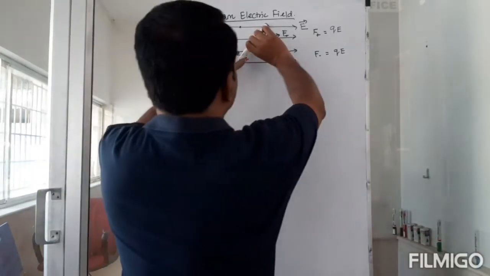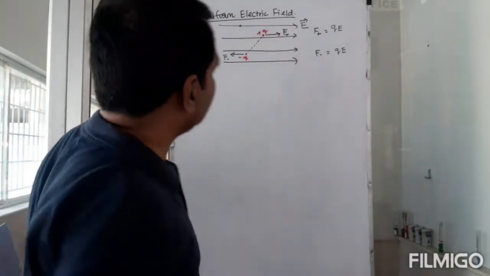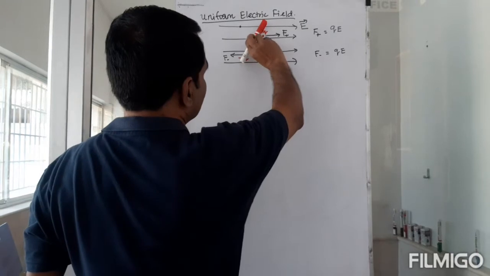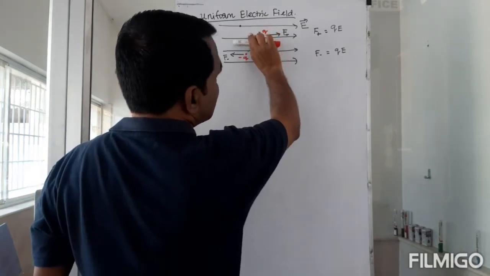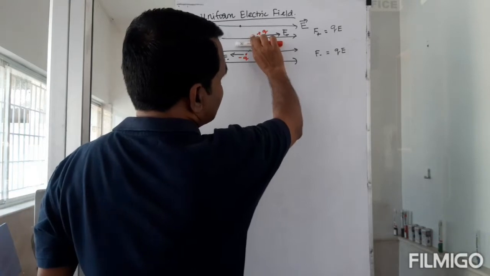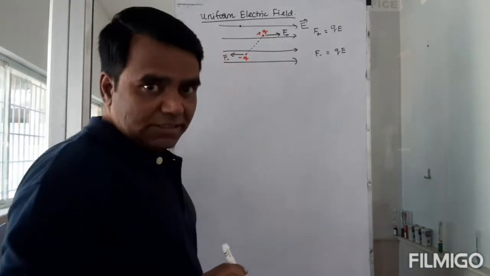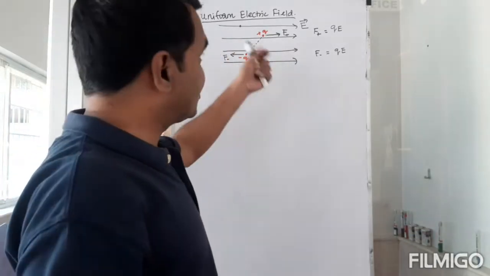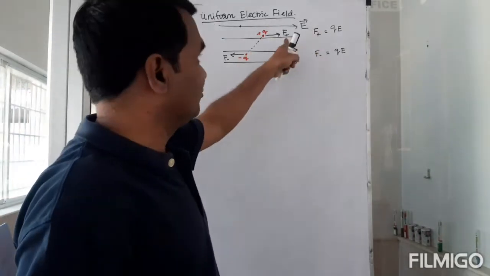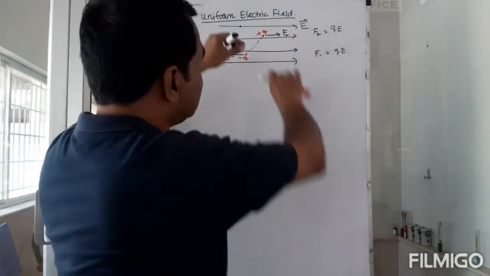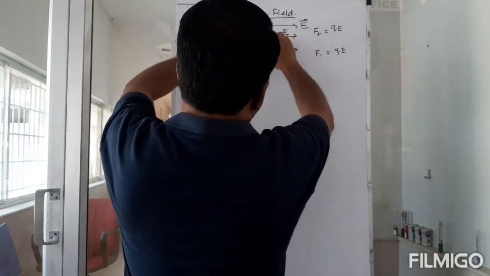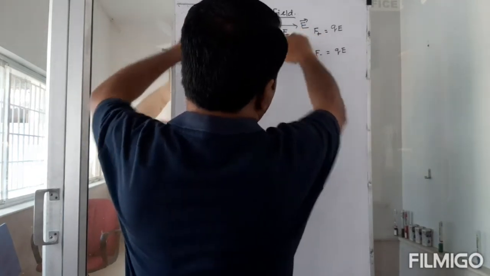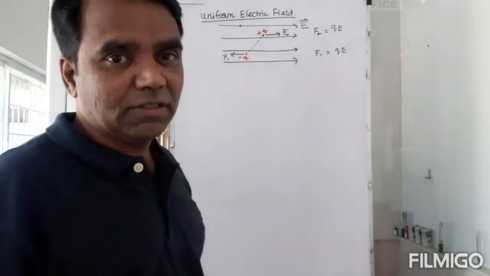So it starts here, it goes this way, and it goes like this, and when it is parallel to the field, then the net force on it will be 0. The force is still FQ, it's also EQ. The force at this position is, in this direction it is QE, and in this direction it is QE, but they act in opposite directions, so net force will be 0.